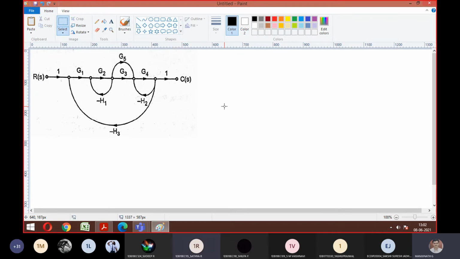Marking the nodes and summing points. Good. So marking the nodes and summing points. Okay. So how will you consider the summing point? It is given here only. This we already did. I want answers from your side. It's like a revision of your signal flow graph along with the block diagram concept also. So what all things we can do, guys? So this is a question. From this question, what all things we can do?